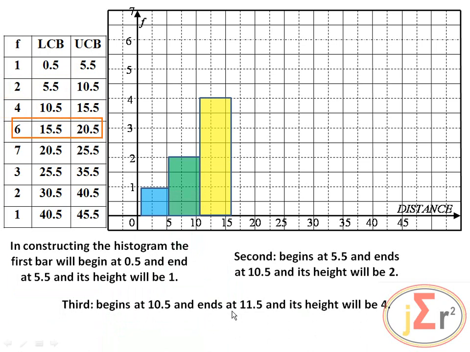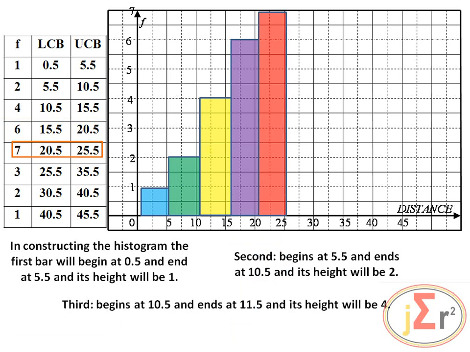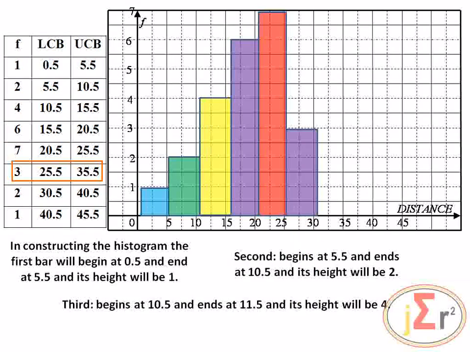Then, no information for that fourth bar. The next bar begins at 15.5, ends at 20.5, and its height is 6. Then the next bar, 20.5 to 25.5, and it comes back down. 25.5 to 35.5, the height is 3.